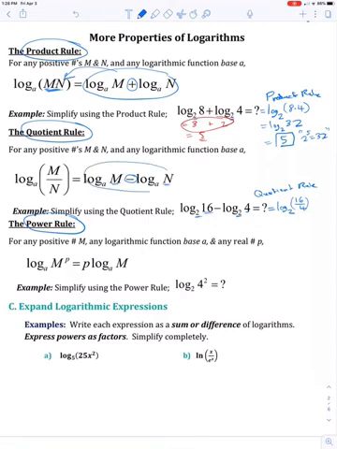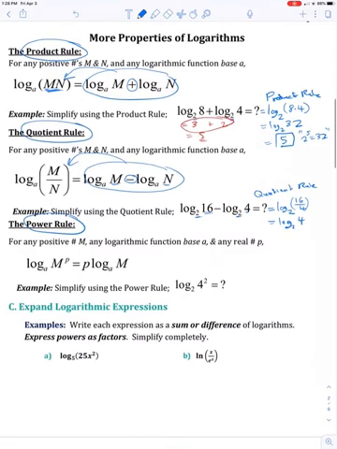So again, I'm taking this log of m minus log of n, combining it into one: log of m divided by n. So that's log base 2 of 16 divided by 4, which is equal to 2, right? 2 squared is 4. So using the quotient rule, log of m minus log of n equals log of m divided by n. And we could show that just working it out step by step.